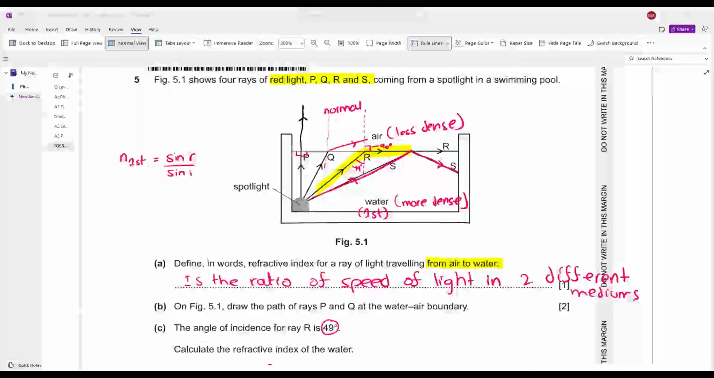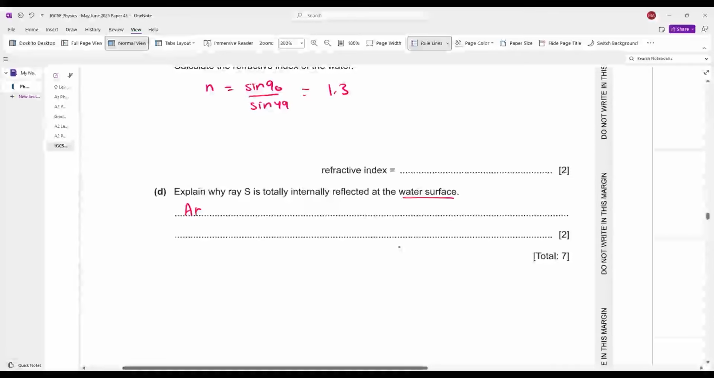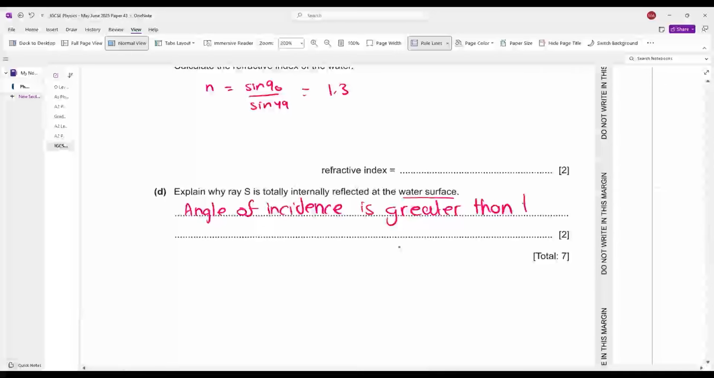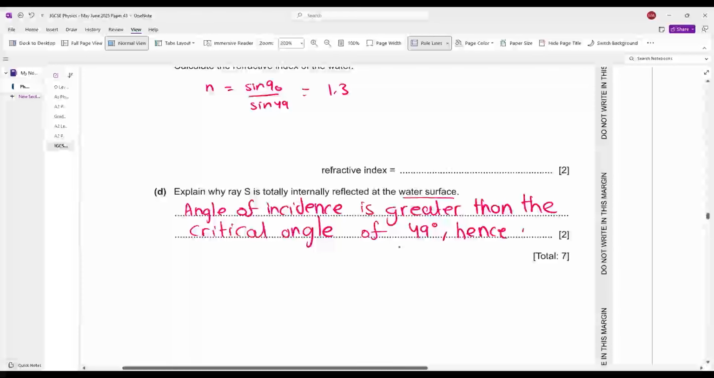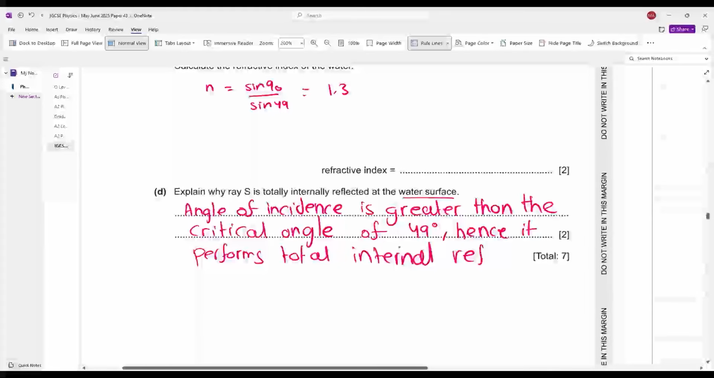So, let's say that. So, you can say that the angle of incidence is greater than the critical angle of 49 degrees. Hence, it performs total internal reflection. Simple. Nothing complicated here. Let's move ahead.